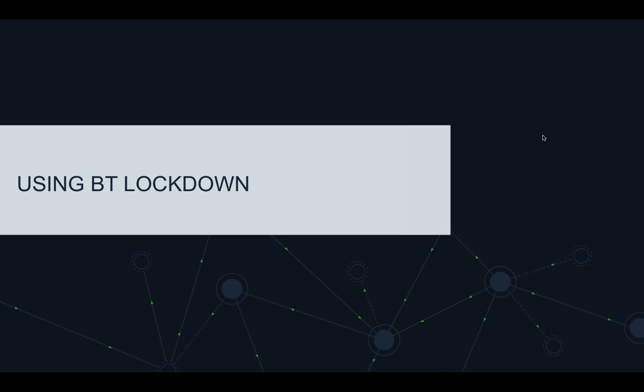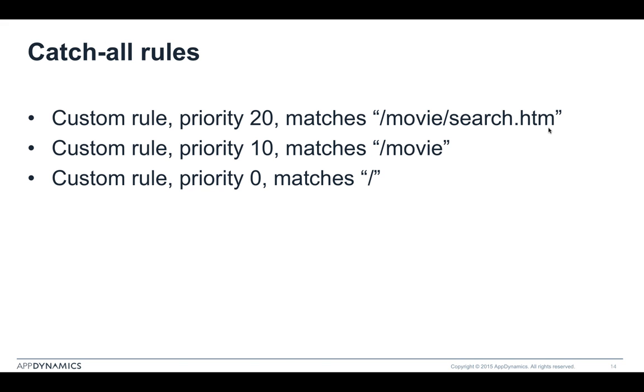So let's go back to PowerPoint for a minute. This is a new feature called Business Transaction Lockdown. It was added back with the 4.0 release. It does only apply to Java and .NET today. I think we're planning to add it to the PHP, Node, and Python agents at a later date. Right now, it's only Java and .NET, and it actually requires both your controller and your agents to be at 4.0. So this is a feature that requires both of those to be upgraded.